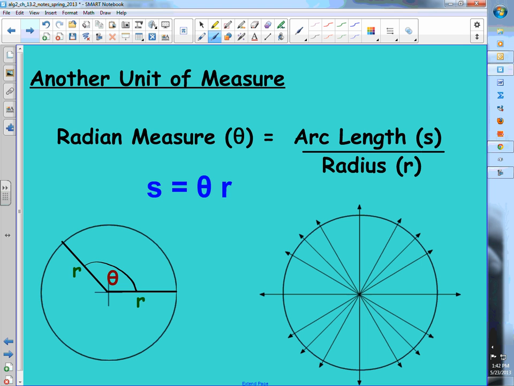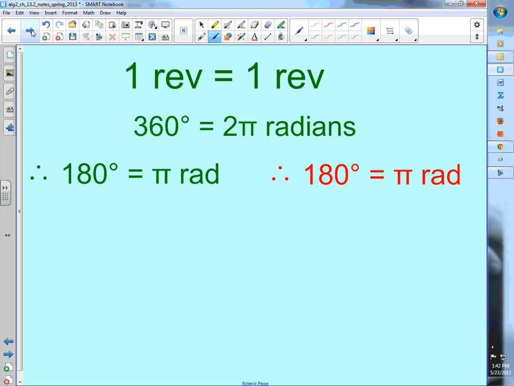And you need to understand this is just a different unit of measure. You can measure in metric, you can measure in standard units. Still measuring the same thing. They still mean the same thing. You need to be able to work in both. One revolution is one revolution. They're equal. In degrees, one revolution is 360 degrees. In radians, one revolution is 2 pi radians.